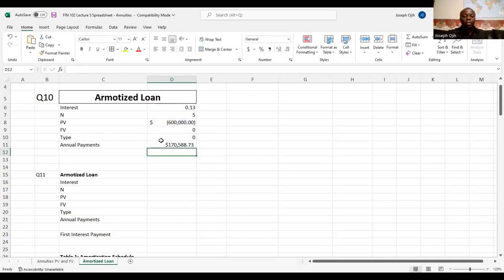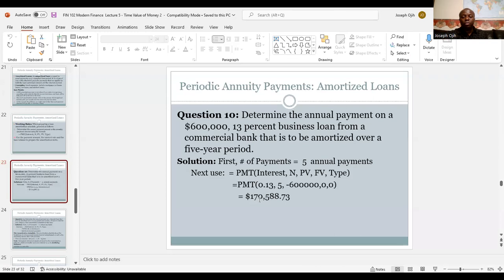That will give you the annual payments. See, annual payment, which is $170,588.73. You can see it here as well in my presentation. So this is how to determine the annual payment or monthly payment, depending on whether it is monthly or annual.